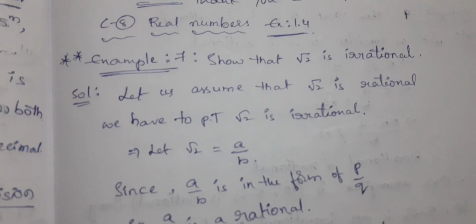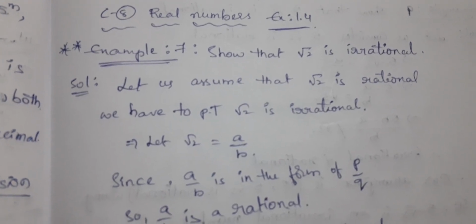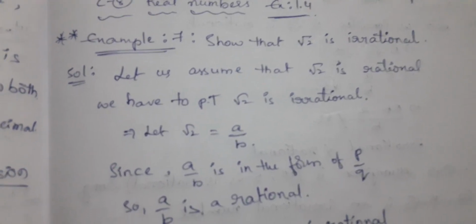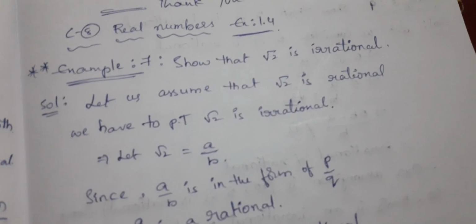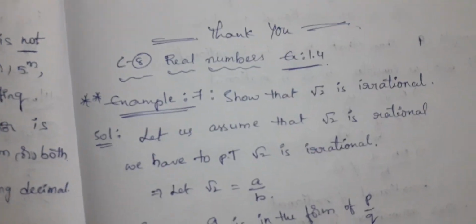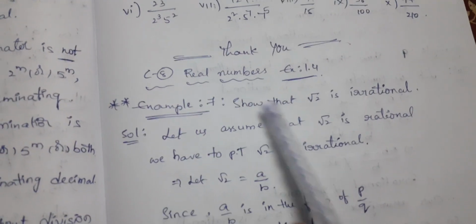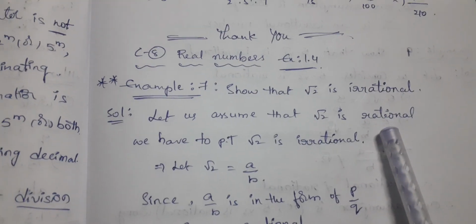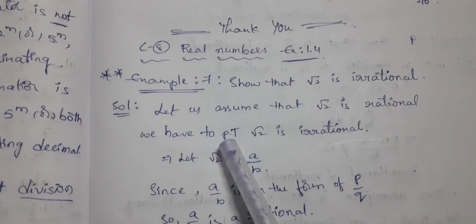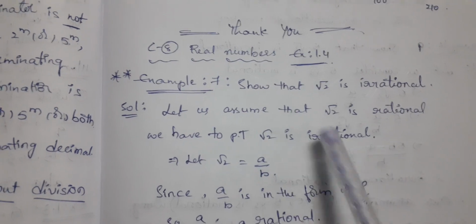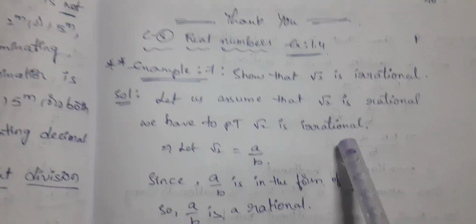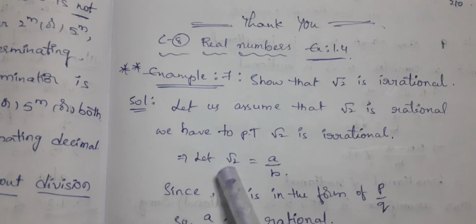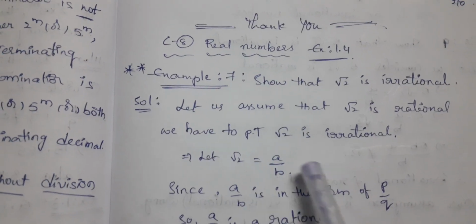Example 7 I'm explaining. Show that square root 2 is irrational. Okay, this root 2 value, we are going to prove that it is an irrational value. So to prove that condition, I'm assuming that root 2 value is rational. So we have to prove that root 2 is irrational. Just I'm assuming it is rational, but we have to prove it is irrational. Okay, so let root 2 be equal to a by b.